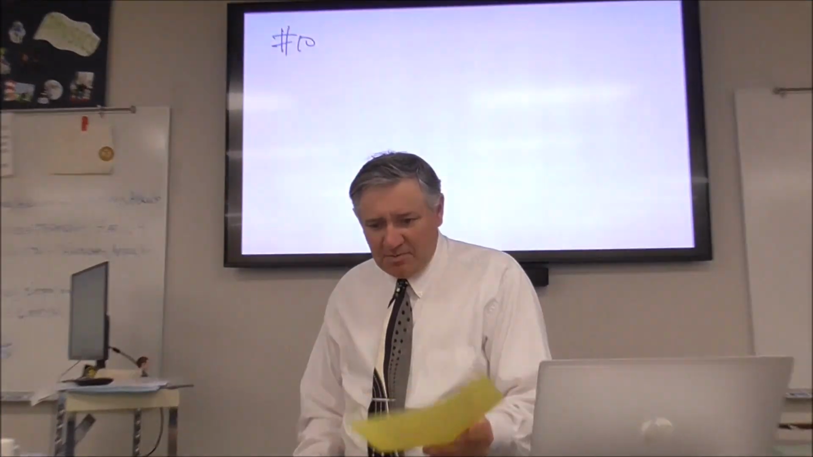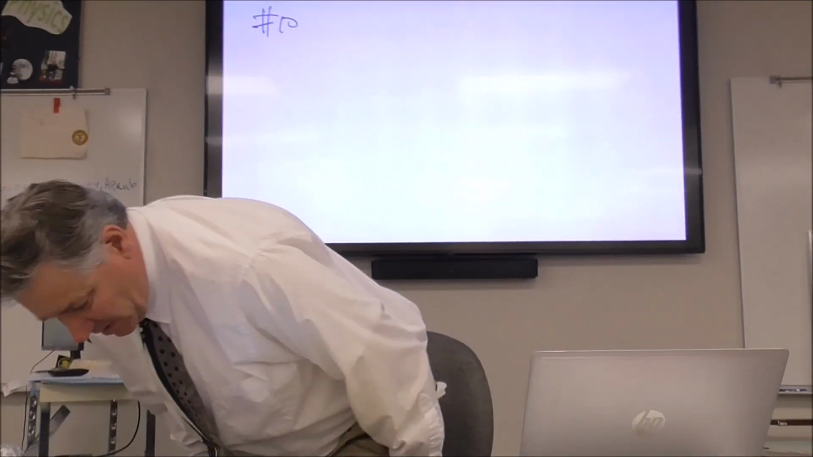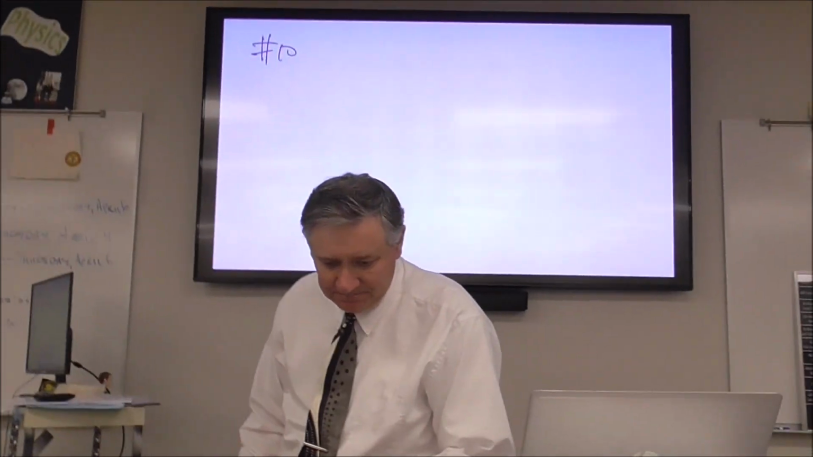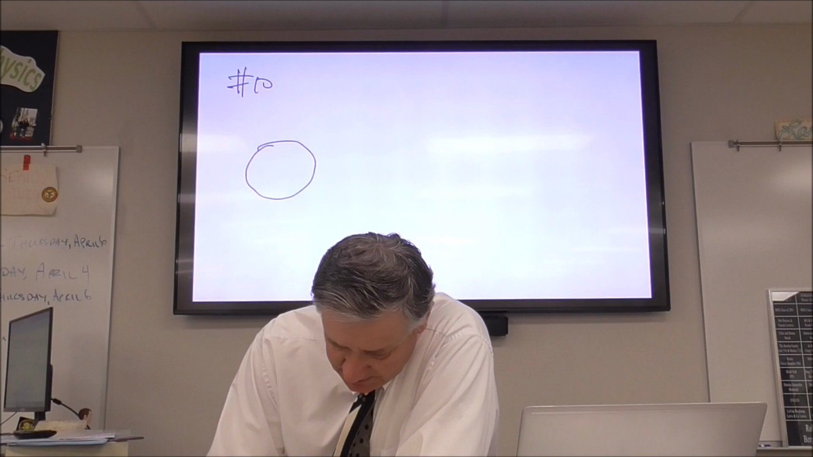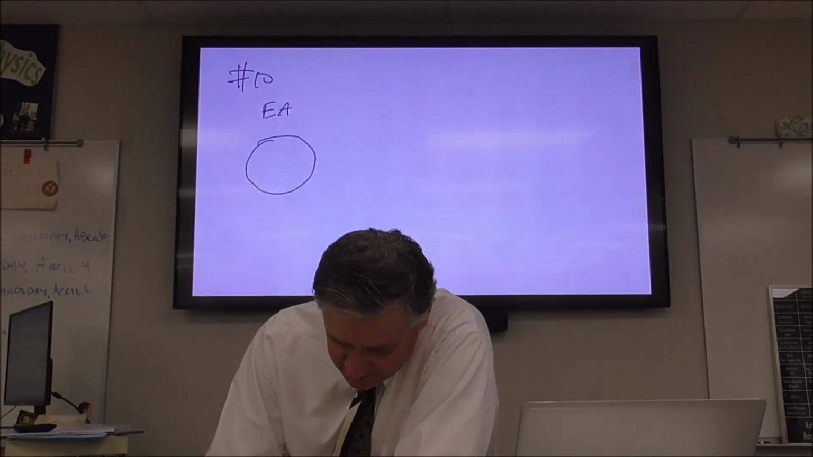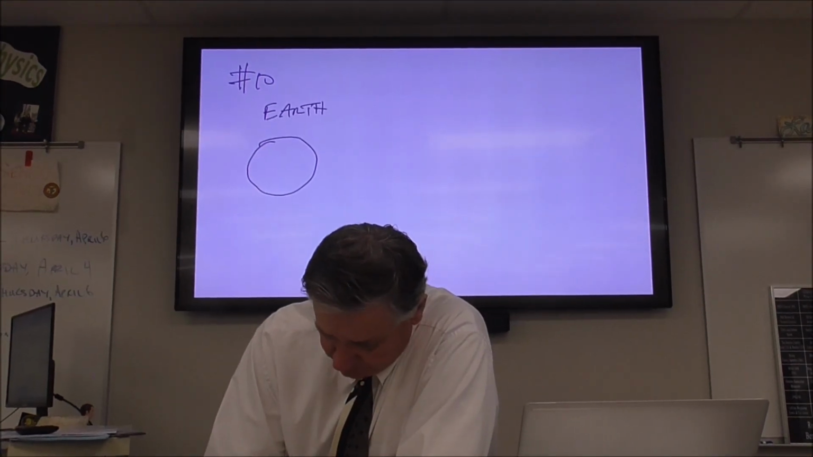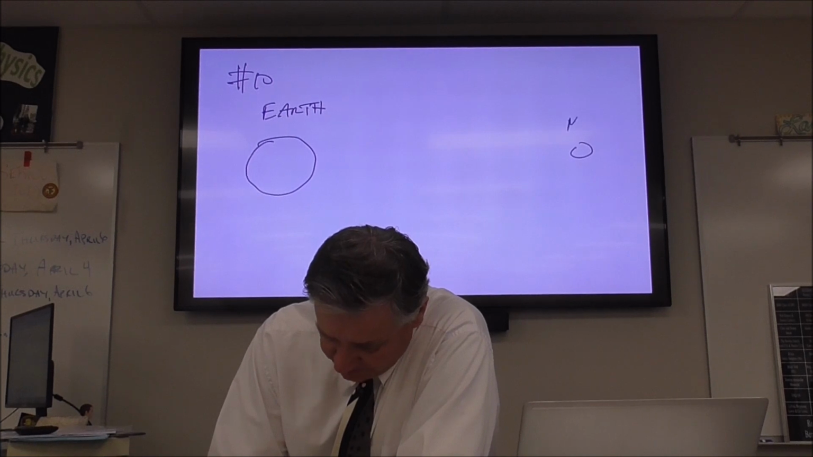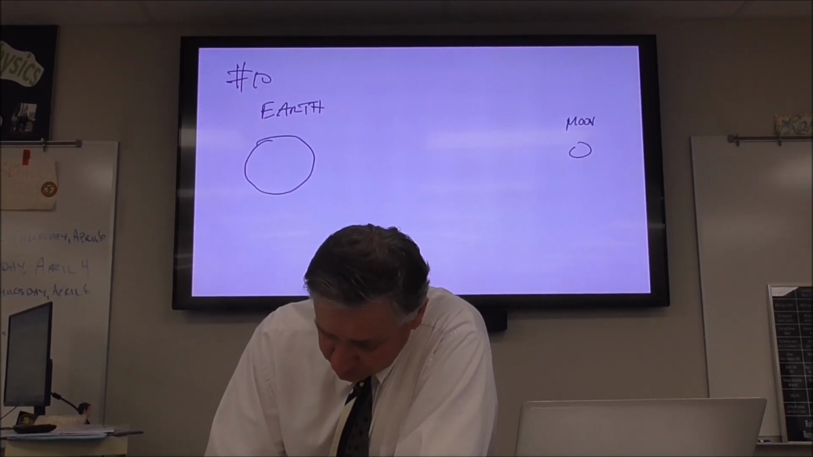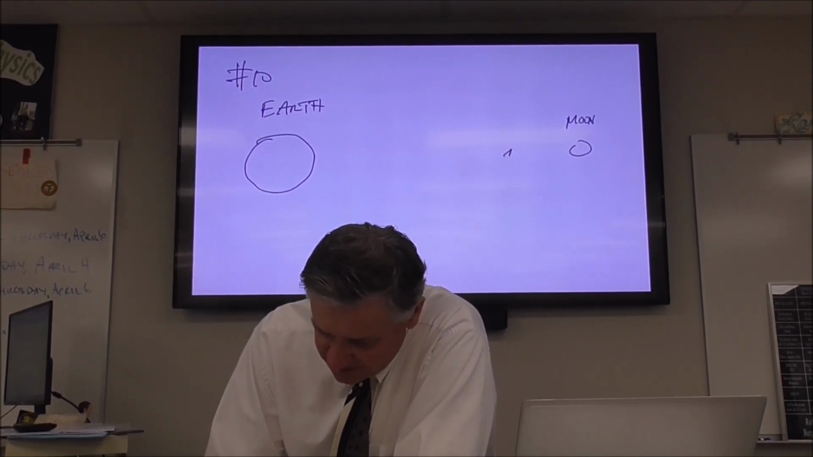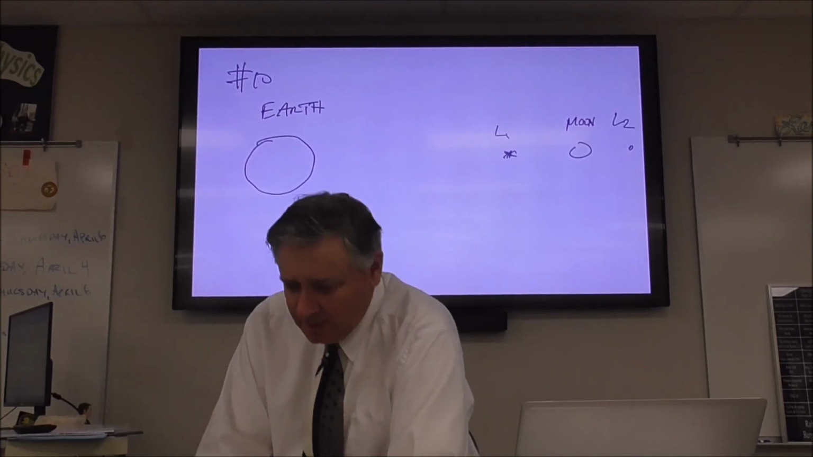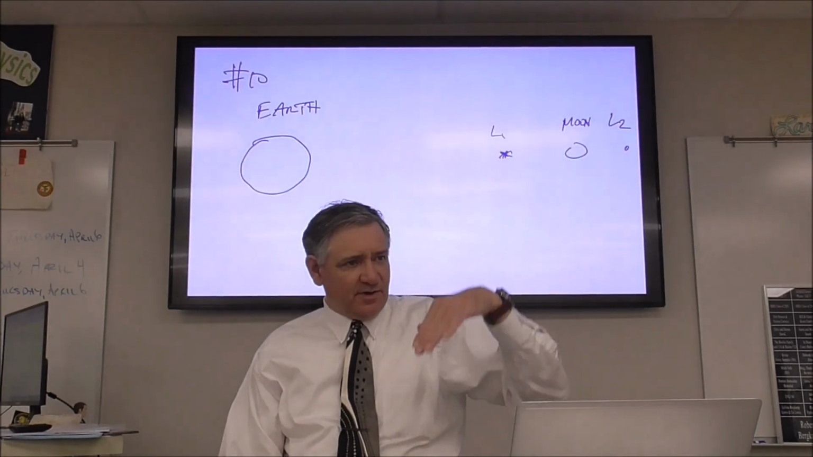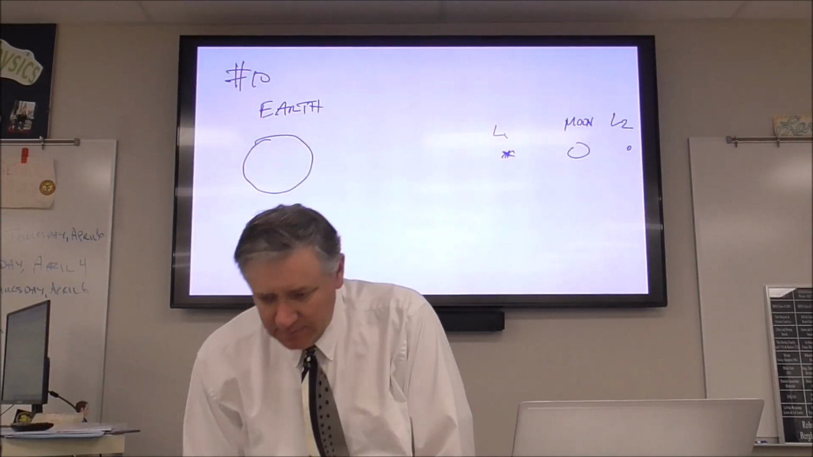Let's talk about problem number 10 on your assignment. So here's the basic idea. Here's the Earth. Here's the moon. And you have two Lagrange points. This is what's known as L1. And then you have another one, L2, which is on the other side of the moon.